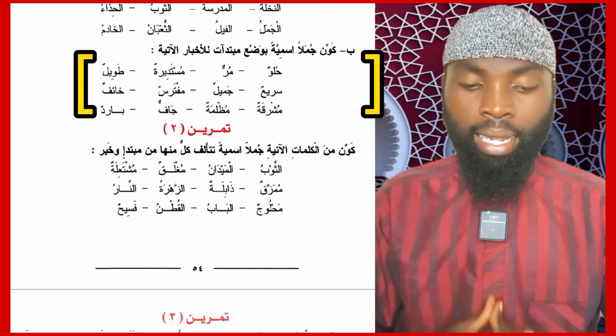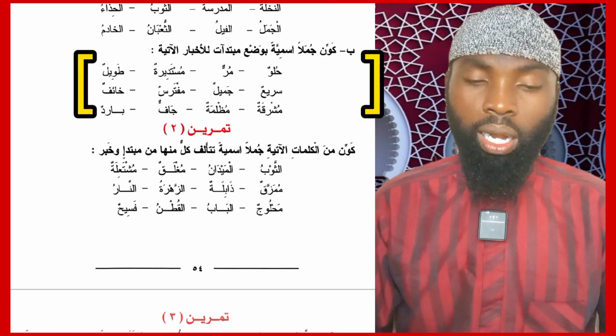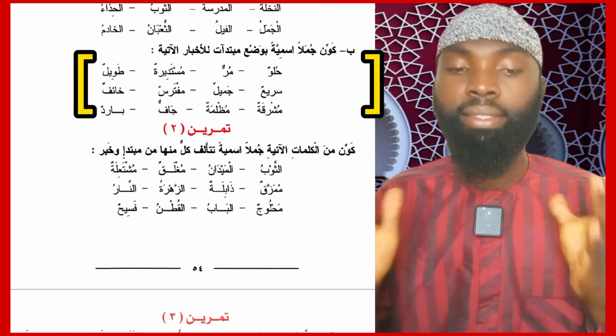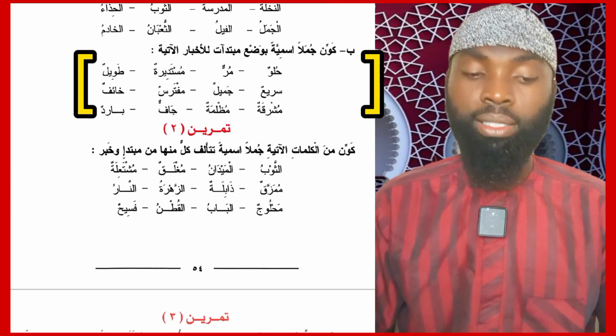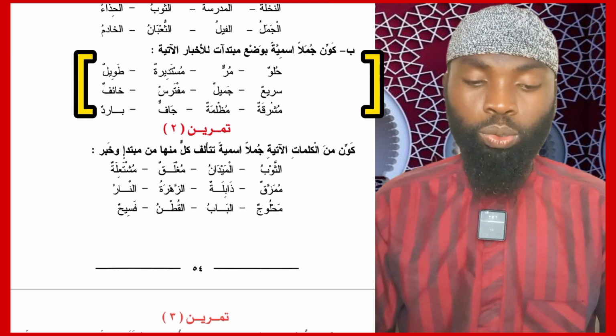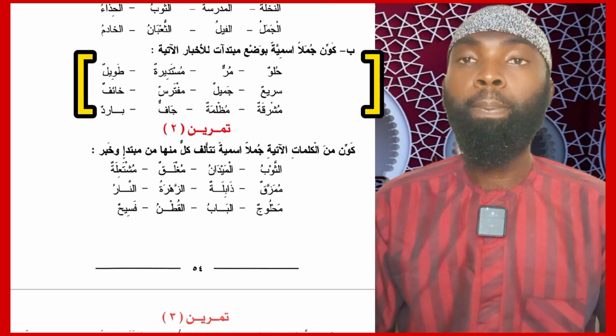The room is dark. And next we have jafun, which is dry. We can say al-hawa'u jafun. The air is dry. And lastly we have baridun. We can say al-jawu baridun. The weather is cold. And next we have seri'un, which is fast.